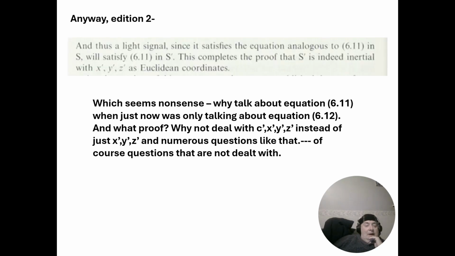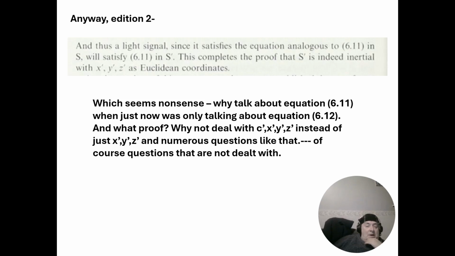Right. Anyway, edition 2 of the book carries on to say, "and thus the light signal, since it satisfies the equation analogous to equation 6.11 in S, will satisfy the equation 6.11 in S prime. This completes the proof that S prime is indeed inertial," and that's within the coordinates x prime, y prime, z prime as the Euclidean coordinates. And my comment is, which seems nonsense.